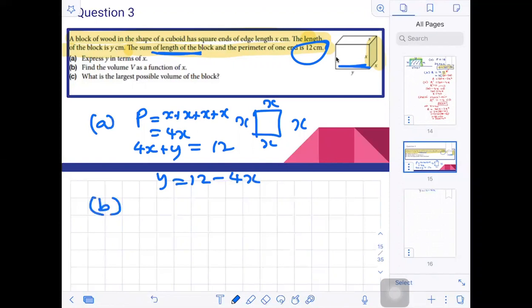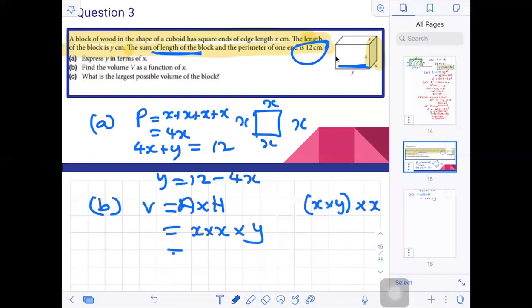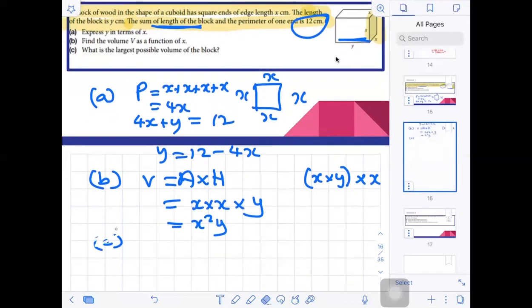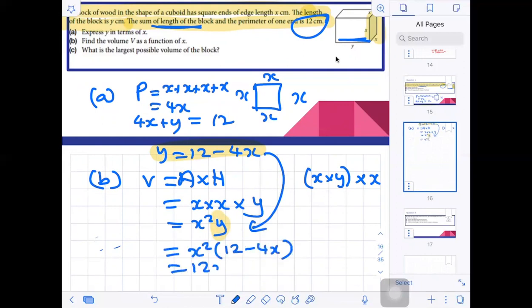Okay, part B. So find the volume. So the volume is area times the height. The area is x times x, and the height is y, so you end up with x squared y. Now that is not all in terms of x. So we go back to where we have y in terms of x, and then we can just use that to sub in for the y. So that's going to be x squared times (12 minus 4x), which is 12x squared minus 4x cubed.